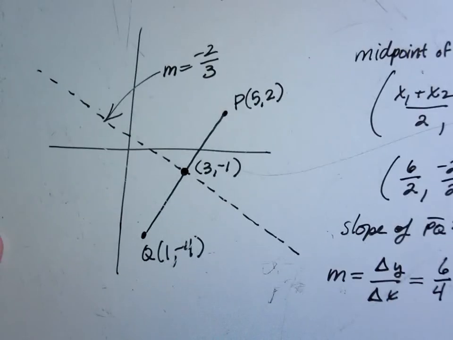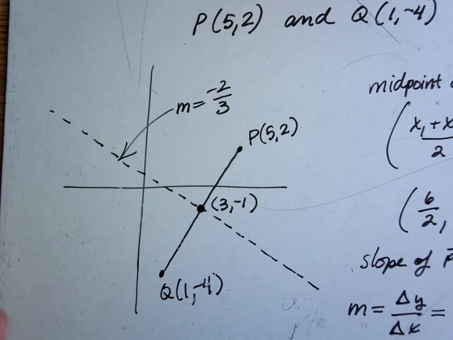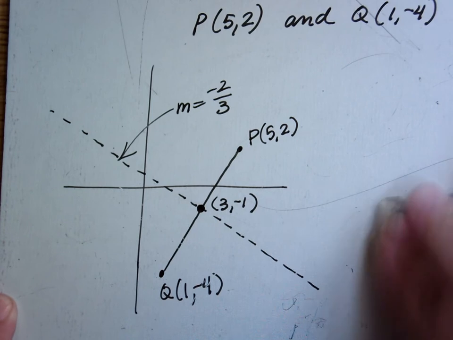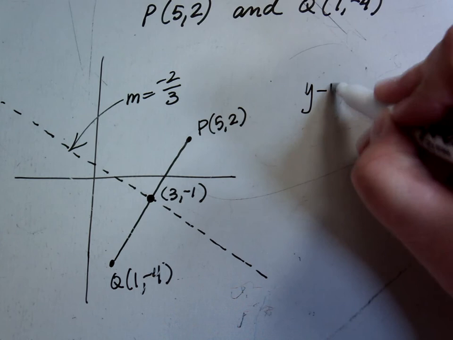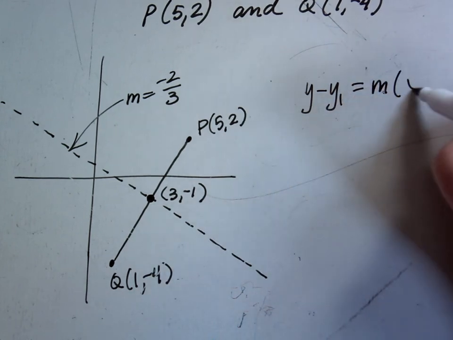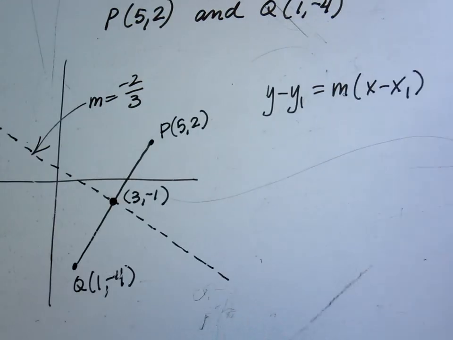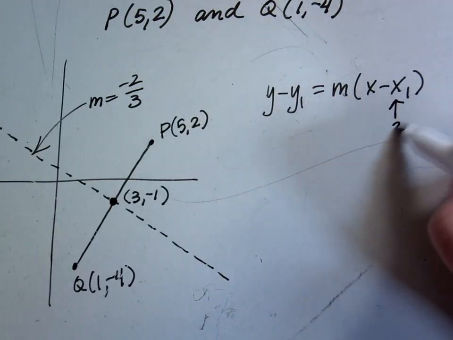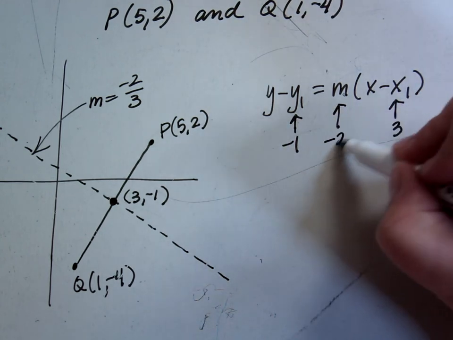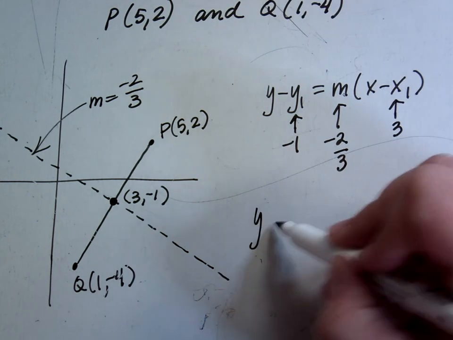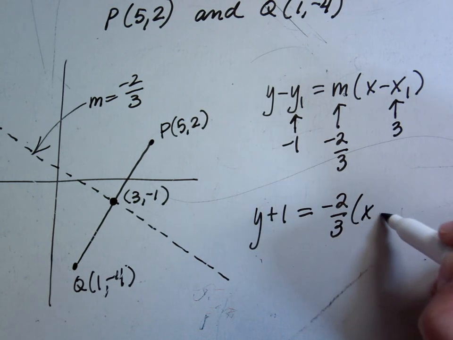Okay, so now I know the two things I need to know to write the equation of the line. I have a point and I have the slope. So let's go ahead and use point-slope form. Here's point-slope form. My point is (3, negative 1), so I'm going to plug in the 3 here and the negative 1 here. My slope is negative 2/3, so negative 2/3 goes right here. So I have y minus a negative 1 equals negative 2/3 times the quantity x minus 3.